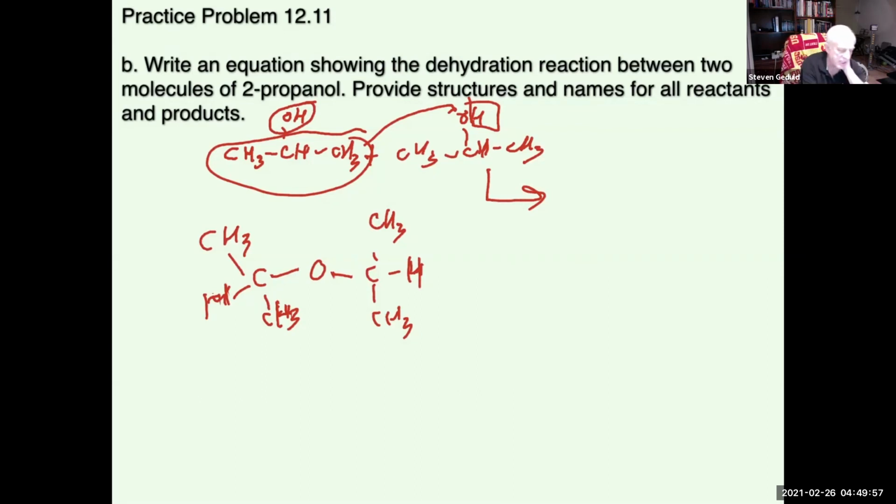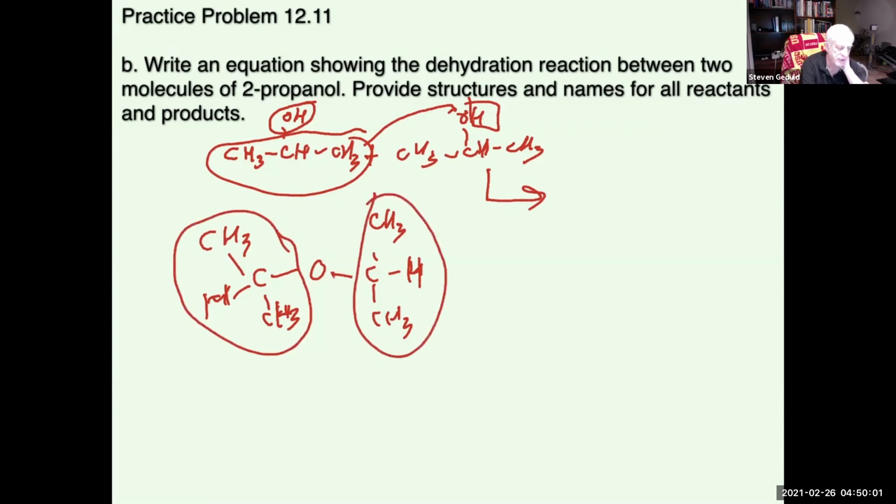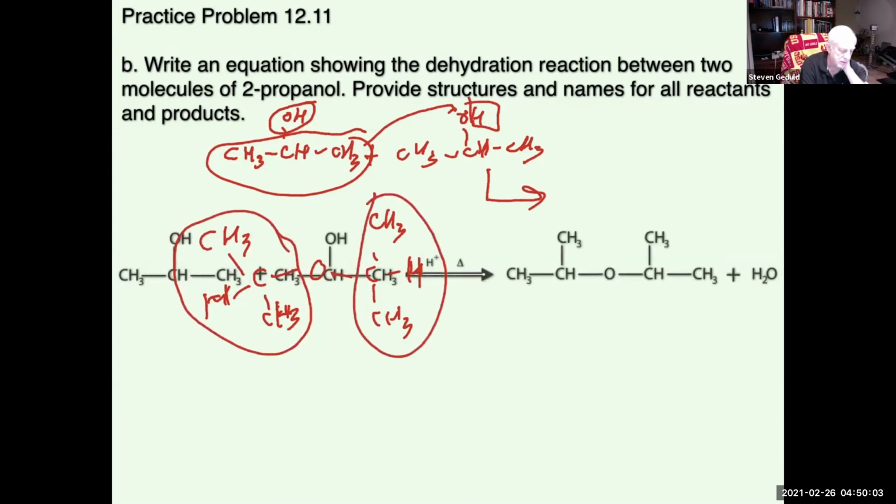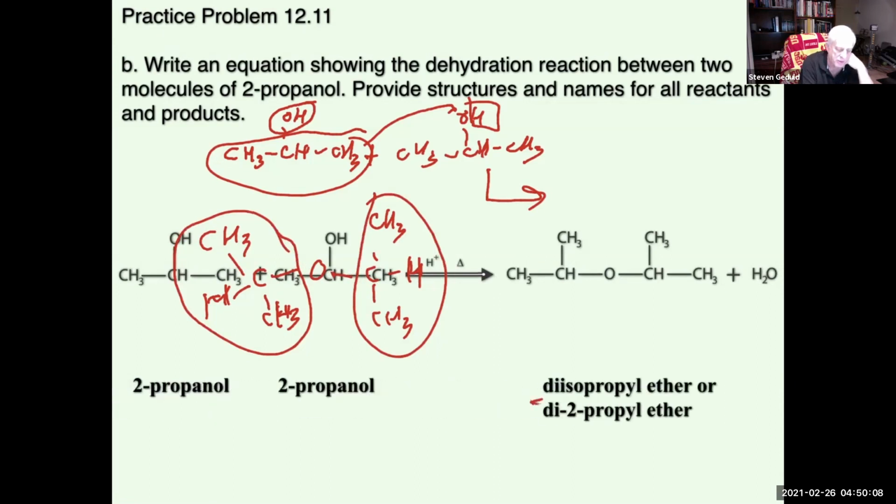So this could be diisopropyl ether. There's an isopropyl group on both sides. Okay, so 2-propanol and 2-propanol, diisopropyl ether, or di-2-propyl ether, where the propyl group is connected to the second carbon. Either one of those is acceptable. Okay, but it just shows how the ether is connected to the second carbon of the chain on both sides.